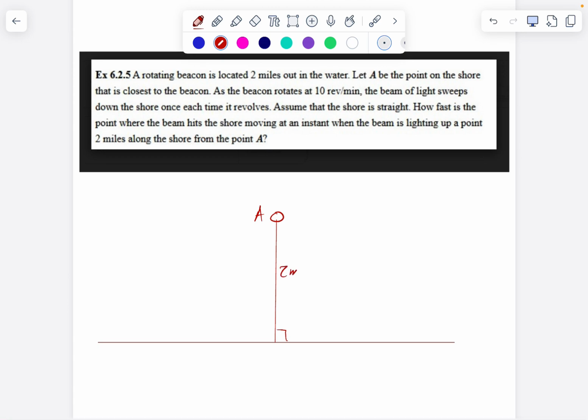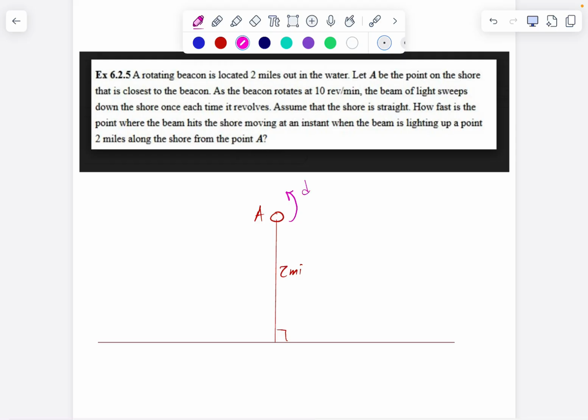It tells us that this is 2 miles out in the water. And it says, let A be the point that is closest to the beacon, which tells us that that's a right angle. That little line doesn't say it explicitly, but that's what it means, or at least that's part of the result. Okay, the beacon rotates at 10 revolutions per minute.